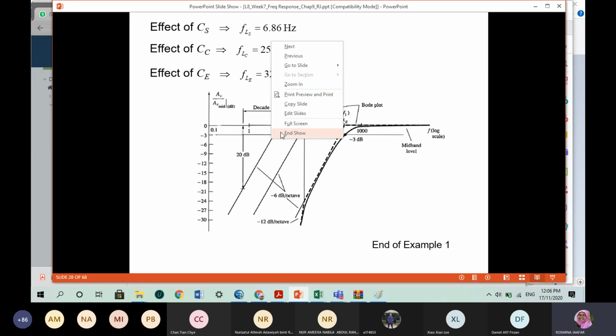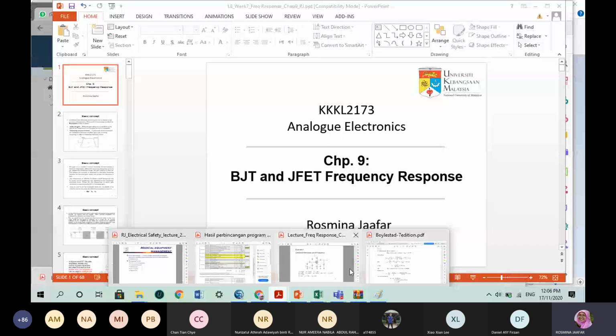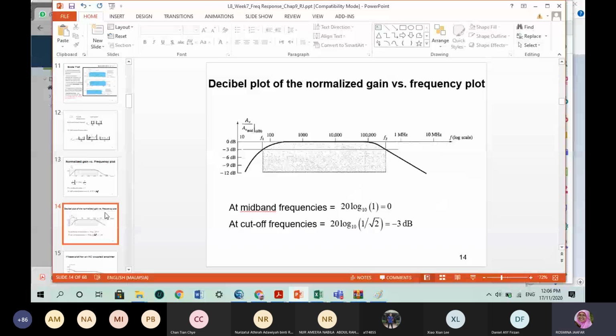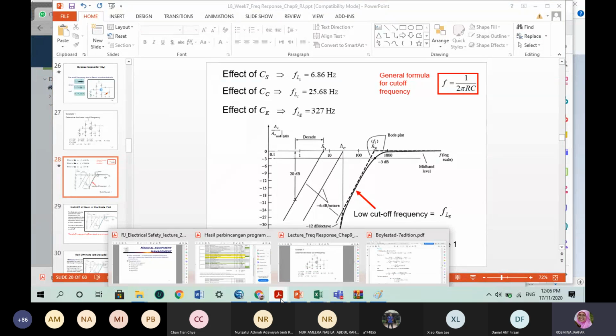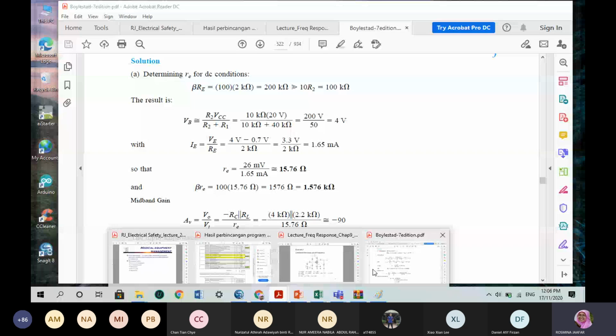Okay, we stop there, and I will show you this calculation.